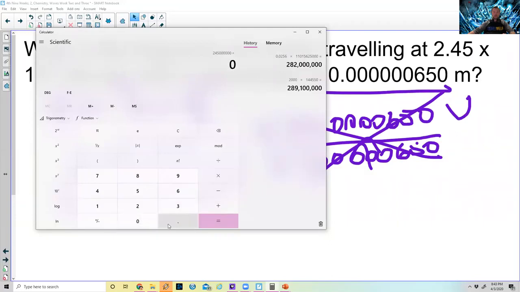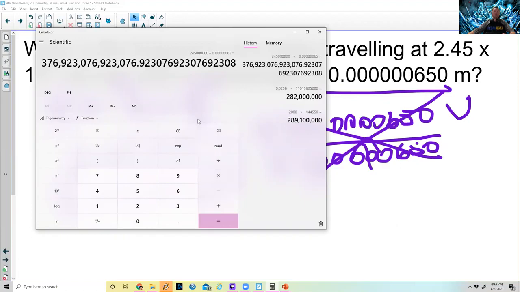which is 0.000000650. We're going to come out with that monstrosity of a number. Now, I'm not requiring you to round this to any specific place, but to make your life easier, just round it to 3 sig figs. I'll tell you on the assignment, round it to 3 sig figs.